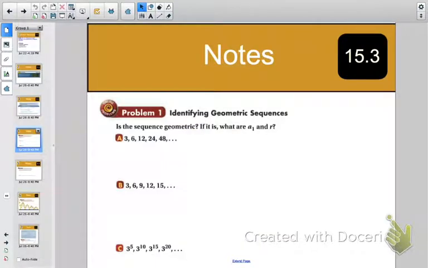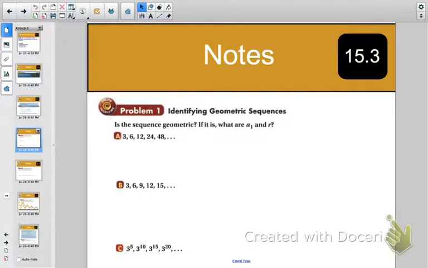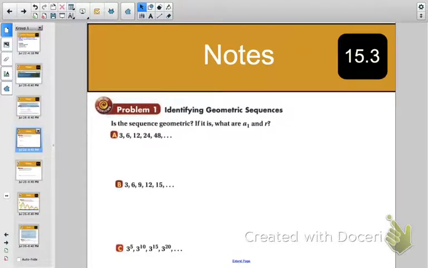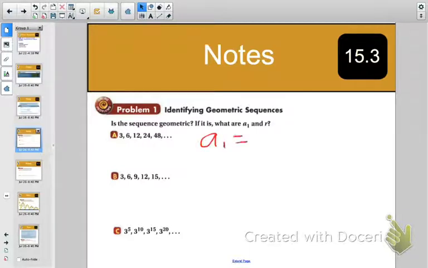Alright, is this geometric? If so, what is a1 and r? This was the same as the first problem we did. So a looks like you go 3, 6, 12, 24, so it is doubling, so it is geometric. So a1 would be your first term, which is 3. R would be your ratio, which you're multiplying by 2, so it's just 2.